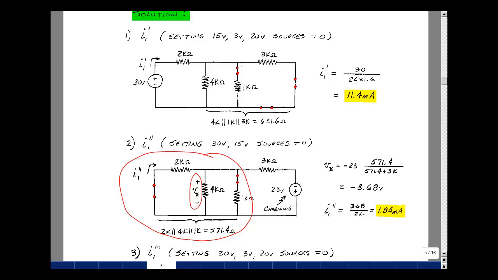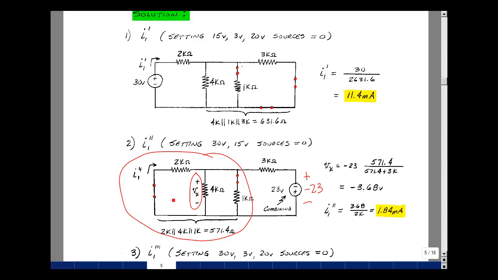to the second source. So again, use my calculator, put a 2K, a 4K, and a 1K in parallel. Found that to be 571.4 ohms. And again, that seems reasonable since my smallest resistor is a 1K. Now with this polarity, I would need a voltage here of this polarity, but this would be minus 23 volts. So my voltage divider then would be the 571.4 divided by 571.4 plus 3K, and then multiplied by minus 23 volts. And that turned out to be minus 3.68.